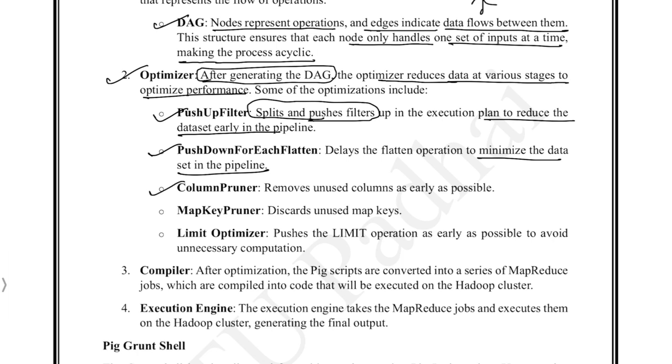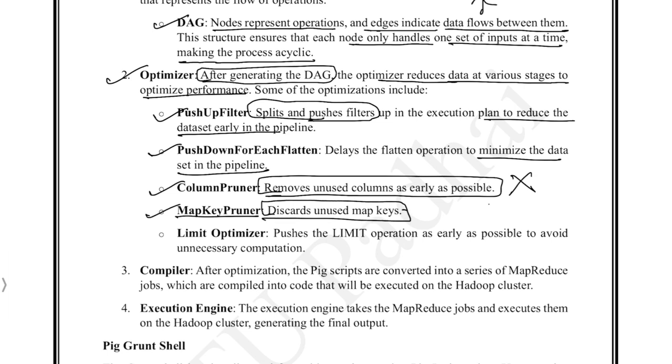Next is column pruner. Column pruner removes the unused columns as early as possible. If something is not required, just remove it. Next is key map pruner. It will discard all the unused map keys. For example, if some of the keys are not used, simply remove them, not required. Next is limit optimizer. The limit optimizer pushes the limit operation as early as possible to avoid unnecessary computation. For example, in a series of operations, if one step is not required, we can make use of this limit operation to stop this unnecessary process.